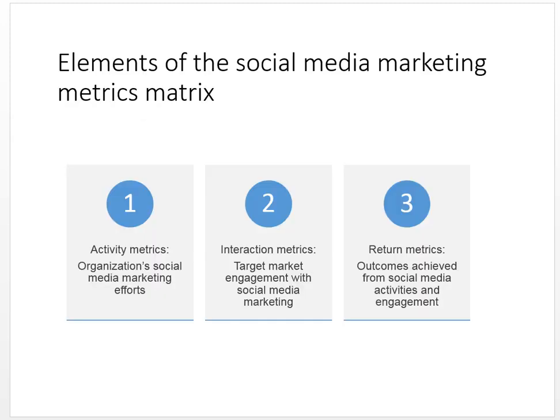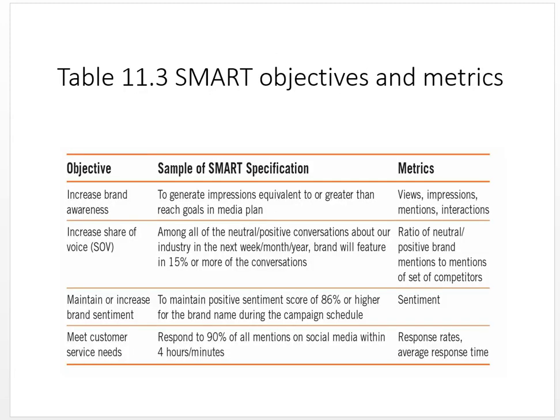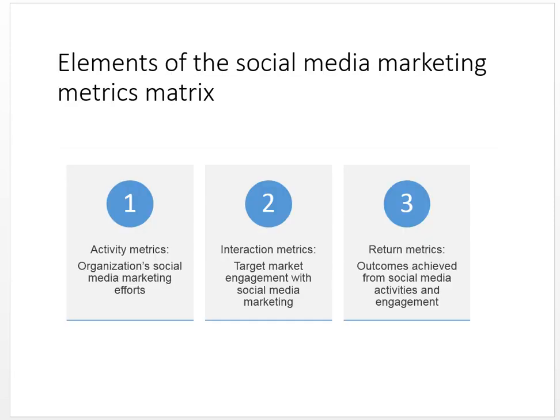So, elements of the social media marketing metric matrix. So activity, interaction, and return matrix. So outcomes achieved from social media activities and engagement. We've kind of already covered all these, but it's important for your assessment task 4. This is kind of what I'm going to be looking for. So it's really important that you fit them in assessment task 3 so you can measure them in assessment task 4.